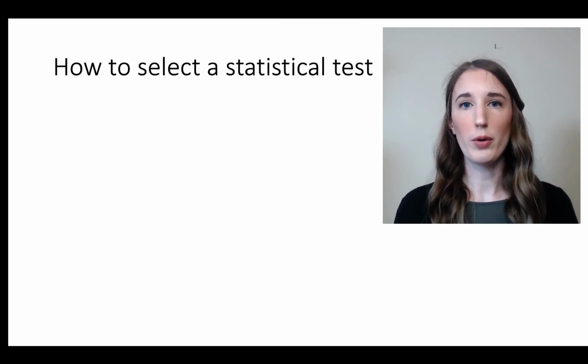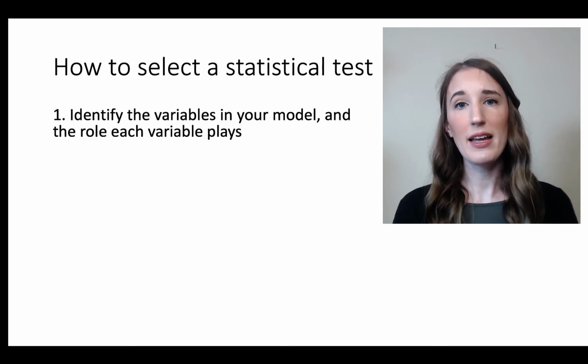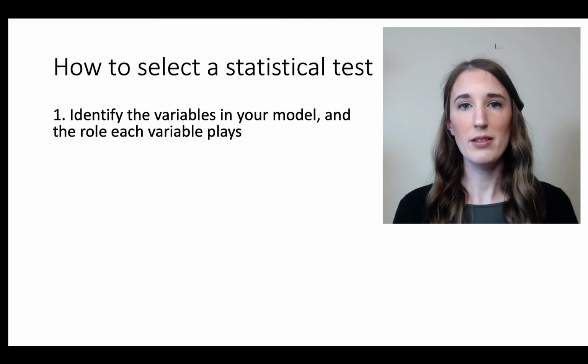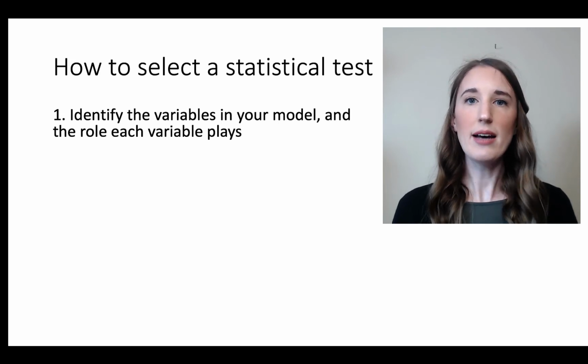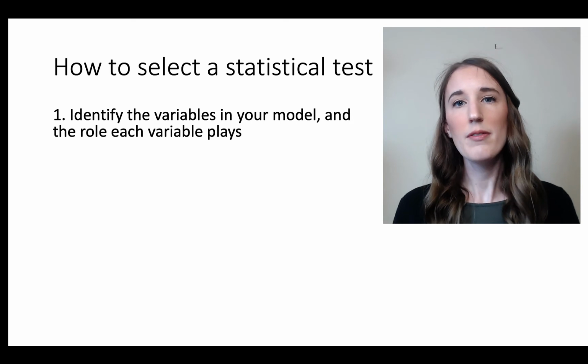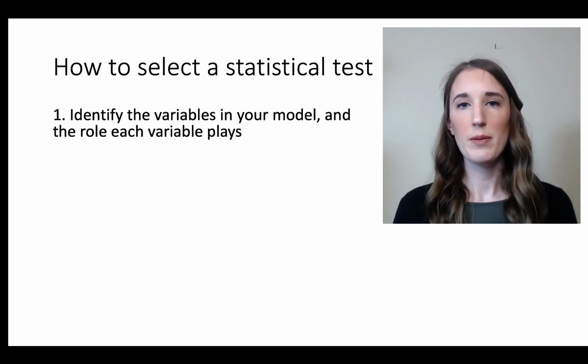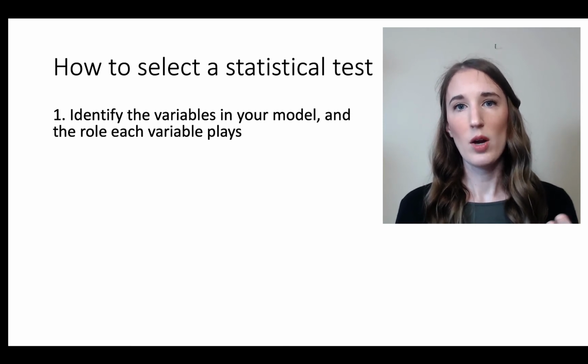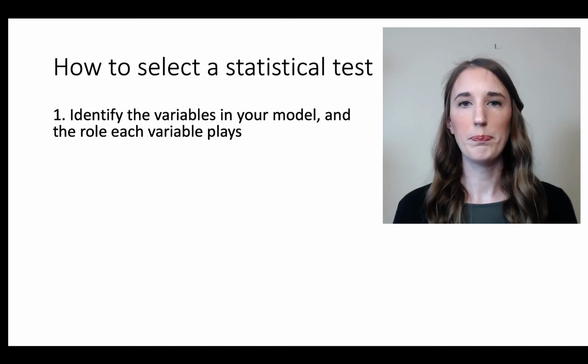We'll just go over a broad overview now, and then we'll go into each step in more detail over the course of this video. The first step is identifying the variables in our research question and the role that each variable plays. So, for example, if I'm interested in whether age predicts a personality trait such as neuroticism, the variables in my model are age and neuroticism. But I also want to know the role that each variable plays. Which one's the predictor, which one's the outcome. To do this, I need a solid understanding of my research question.